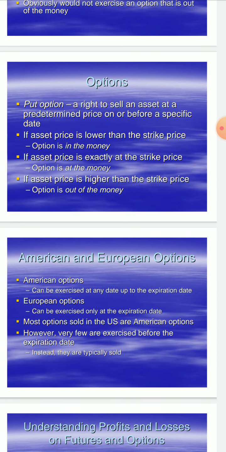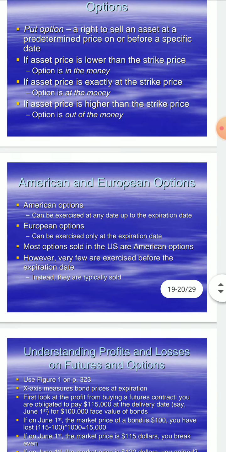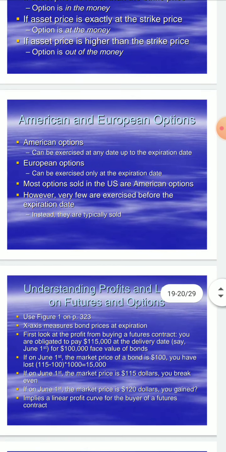What is a put option? A put option is a right to sell an asset at a predetermined price on or before a specific date. If the asset price is lower than the strike price, we call it in the money. If the asset price, that is the current market price, is exactly at the strike price, we call it at the money. If the asset price is higher than the strike price, we call it out of the money. Now we have understood the call option also, we have understood the put option also. Now we will understand a little bit of terminology, that's all.